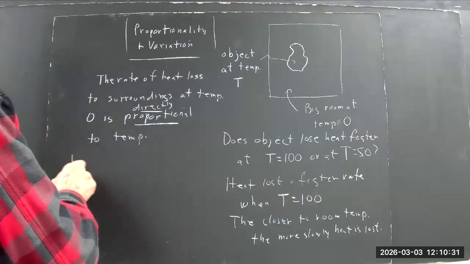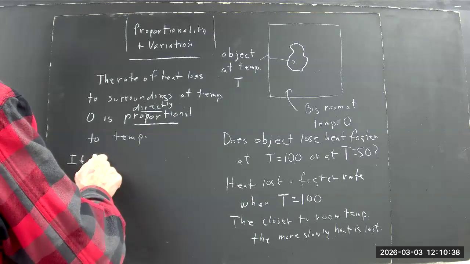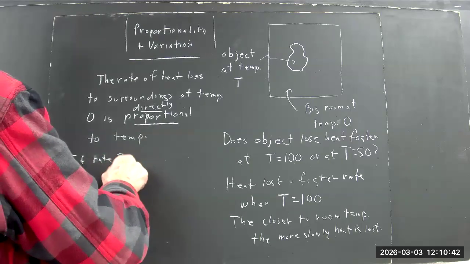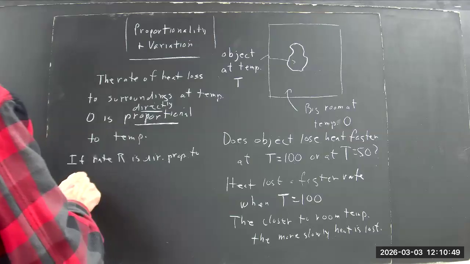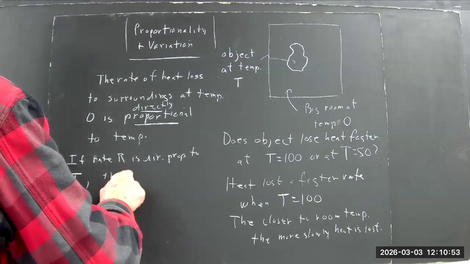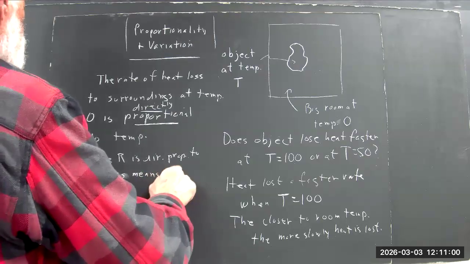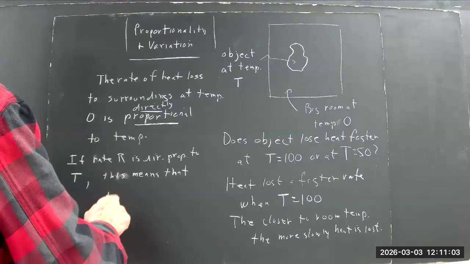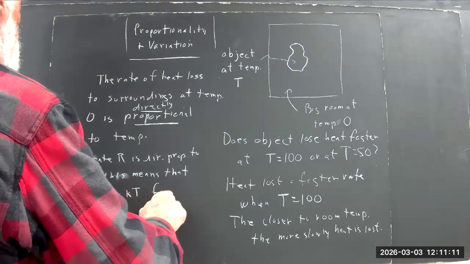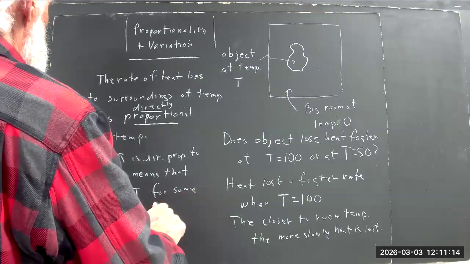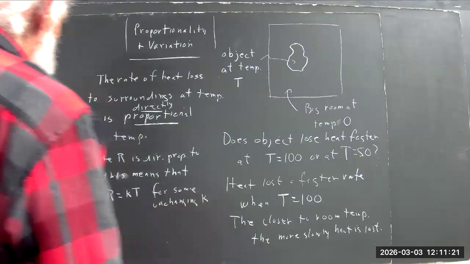If rate R is directly proportional to T, that's no real good statement, but this means that R equals KT for some unchanging K.